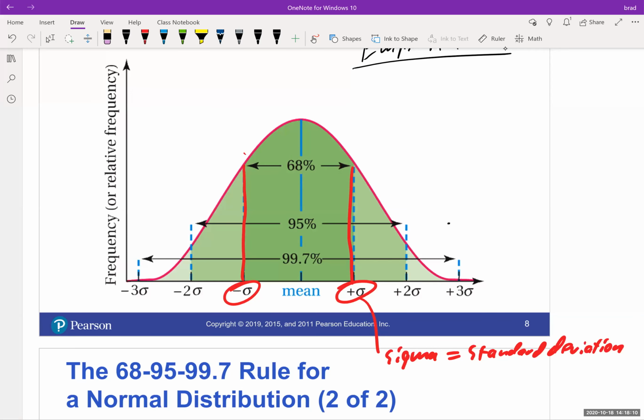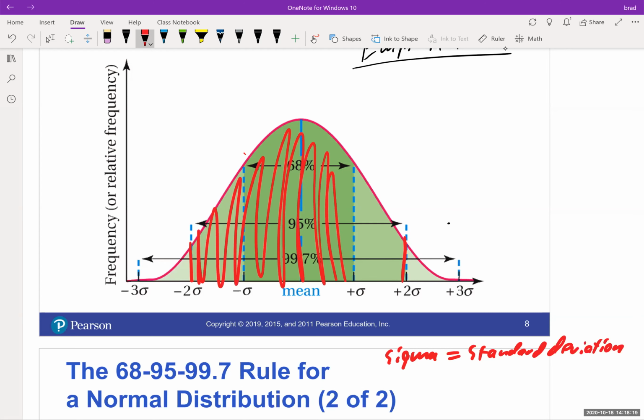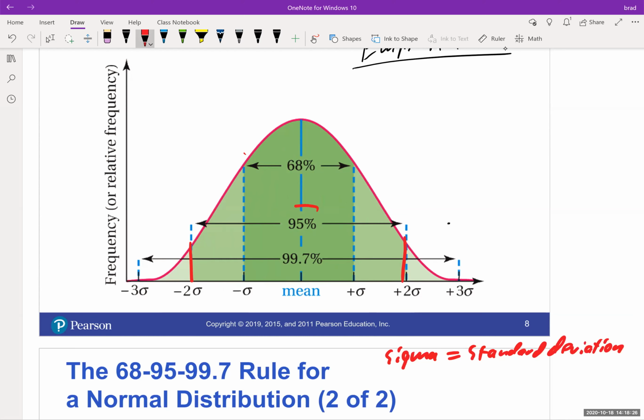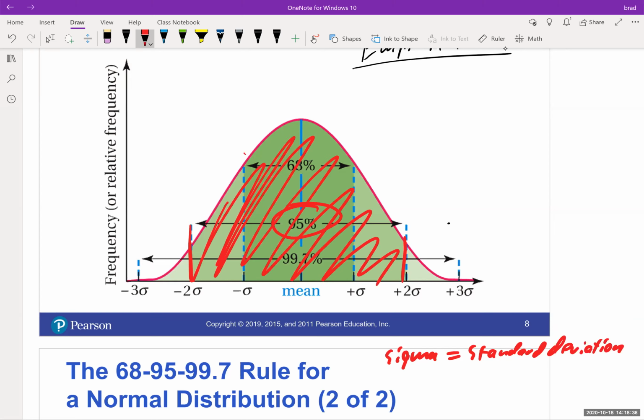Now, what they say next is if you go 2 standard deviations, so now you're way over here, and you shade in this area, then if you had 100 scores, let's say test scores, 95% of them are in this shaded area. Meaning 95% of the people, or 95 scores, were between -2 and +2 standard deviations.